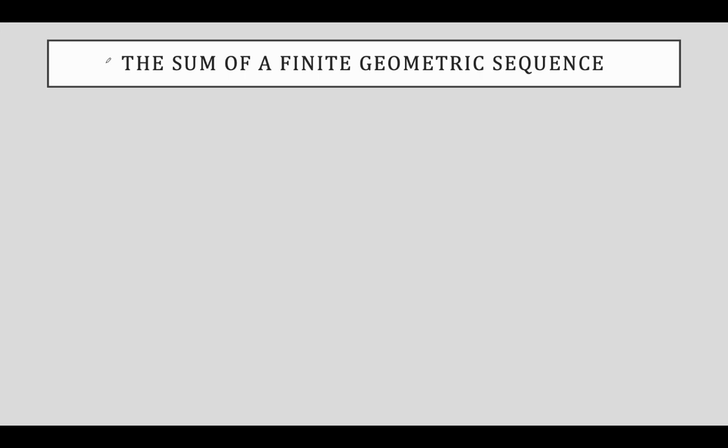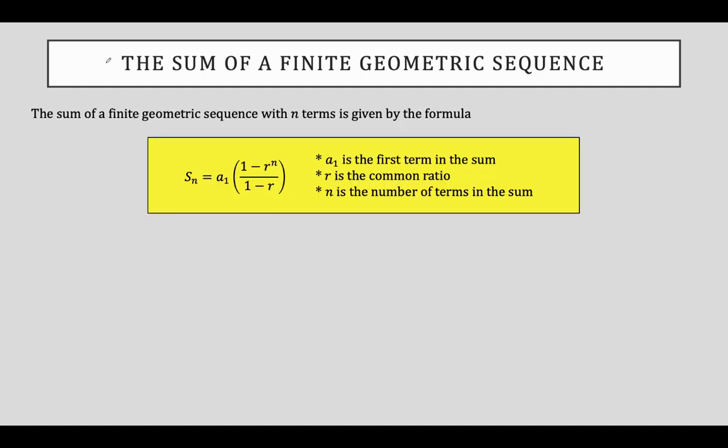Just as we had a sum formula for the sum of a finite arithmetic sequence, we also have a formula that gives us the sum of a finite geometric sequence. The sum of a finite geometric sequence with n terms is given by the formula S_n is equal to a1 times the quantity 1 minus r raised to the nth power, divided by 1 minus r, where a1 is the first term in the sum, r is the common ratio between terms. Notice we have a common ratio as we are dealing with a geometric sequence. And n is the number of terms in the sum, the number of terms that we are adding together.